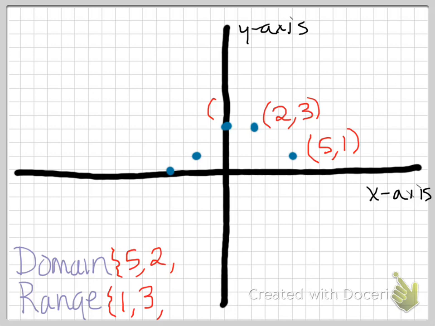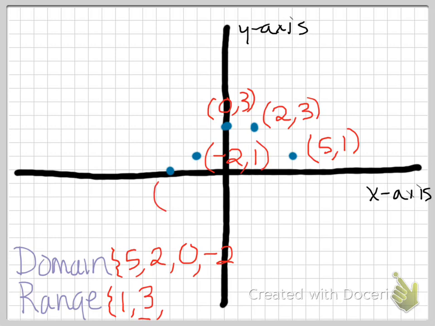For this point we don't go left and right at all, so our x value is 0, and we go up 3, so 0, 3. We're going to add a 0 to our domain, and we already have a 3 in our range, so we're not going to put another one. This point we go left 2, so -2, 1, because we go up 1. We're going to put a -2 in our domain, and we already have a 1, so we're not going to add a 1 to our range.